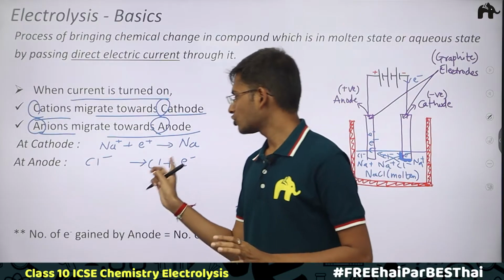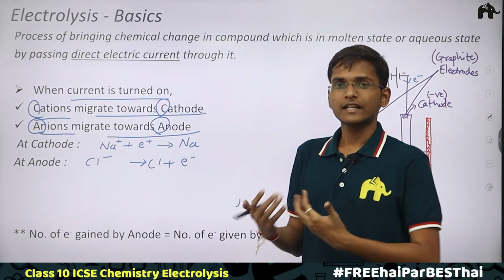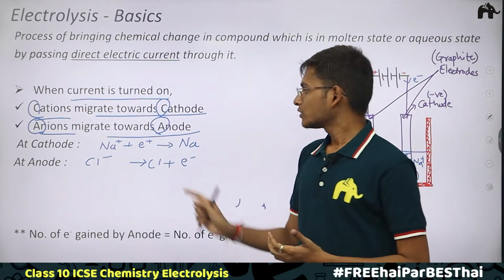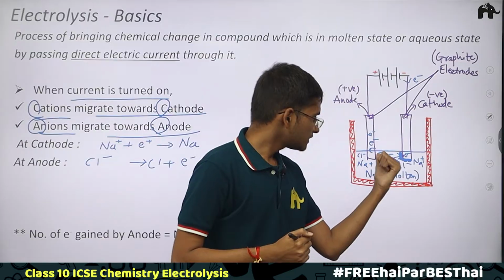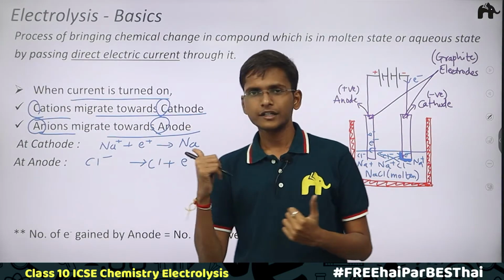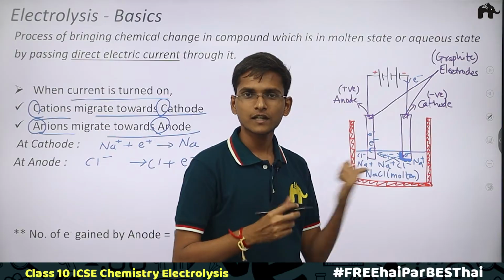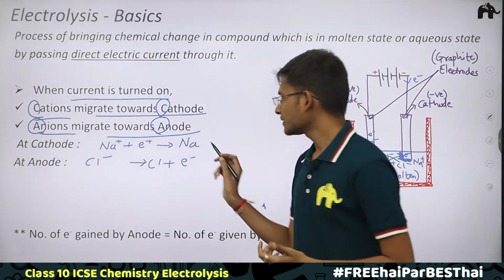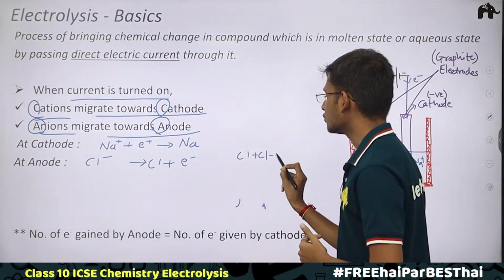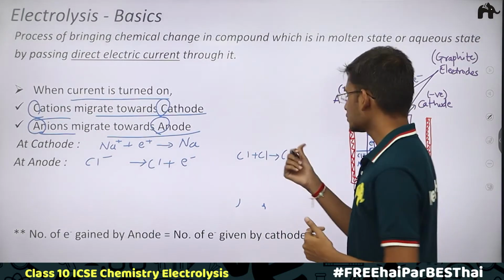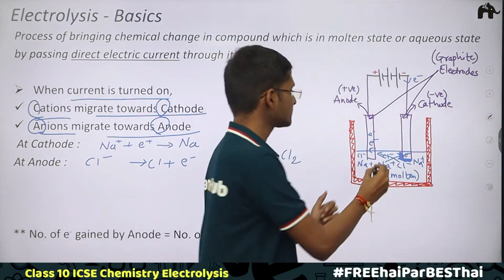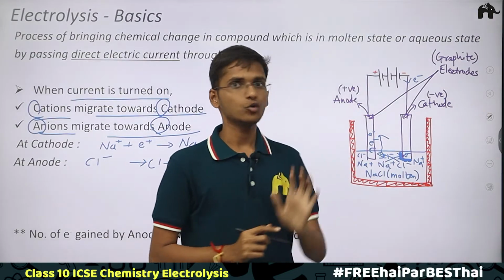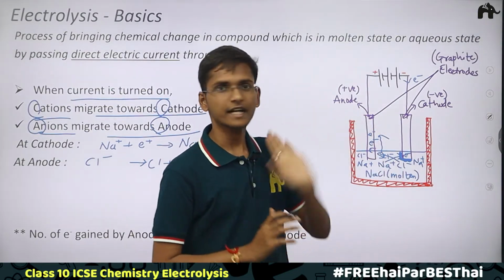But now we know that chlorine doesn't exist as an atom, it exists as a diatomic molecule, the chlorine molecule, Cl2. So it would combine with other chlorine atoms. This chlorine atom knows that other chlorine atoms are also getting formed in the same way in which I am forming, right? So I would combine with another chlorine atom, and I would become a chlorine molecule. And this chlorine molecule is a gas, so it just gets evolved, liberated at the anode. So what is happening at the anode? Chlorine gas is liberating at the anode.